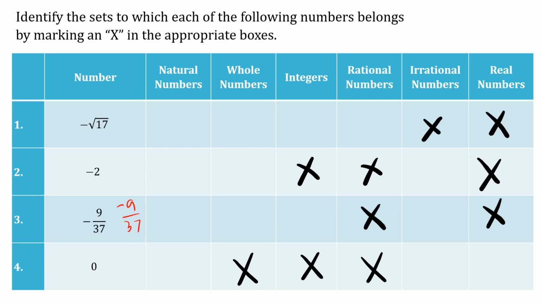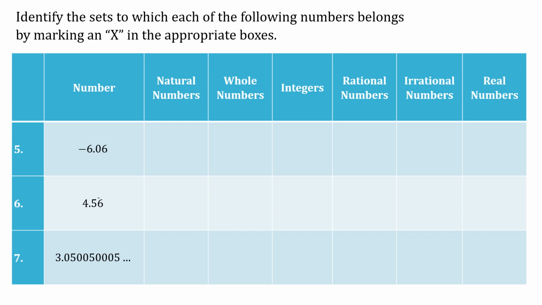And then whole numbers, integers, rational numbers, they're all part of that larger set of real numbers. So you should be seeing a pattern here where almost all of the numbers we're going to see here are real numbers. There's going to be one little special example that's not a real number. Spoiler alert. All right, let's look at number 5.